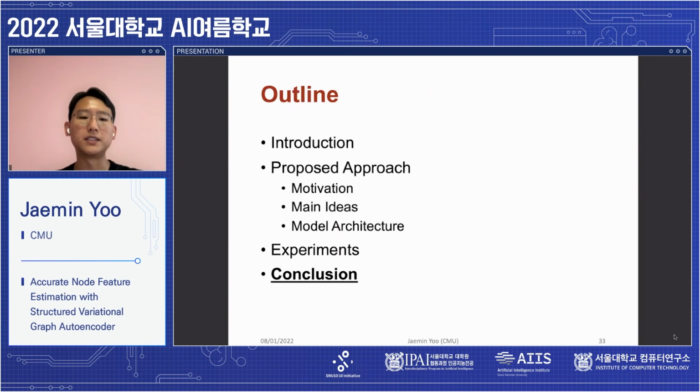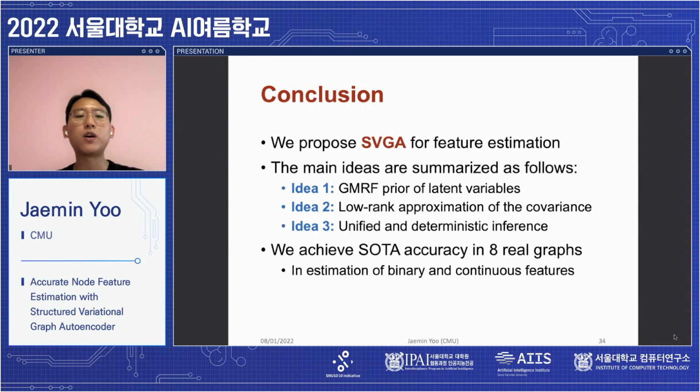So let me conclude this talk. In this work, we propose SVGA for solving the problem of feature estimation. The main ideas of SVGA are summarized as follows. First, Gaussian Markov random field prior of latent variables. Second, low-rank approximation of the covariance matrix. And third, unified and deterministic inference. As a result of these 3 main ideas, we propose a new objective function for the training of the whole model. And we could achieve state-of-the-art accuracy in 8 real-world graphs containing both binary and continuous node features.